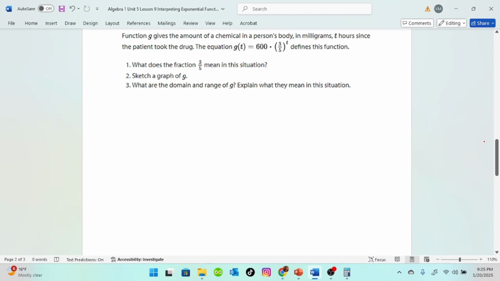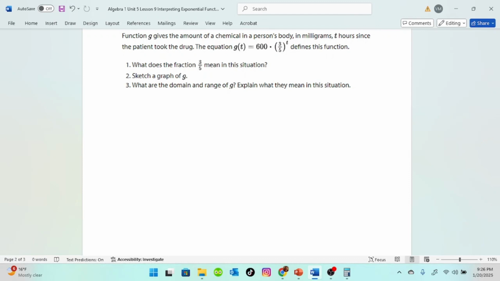Our next practice problem says function g gives the amount of a chemical in a person's body in milligrams t hours since the patient took the drug. The equation g of t equals 600 times 3 over 5 to the power of t defines this function. Number 1 asks us, what does the fraction 3 over 5 mean in this situation?